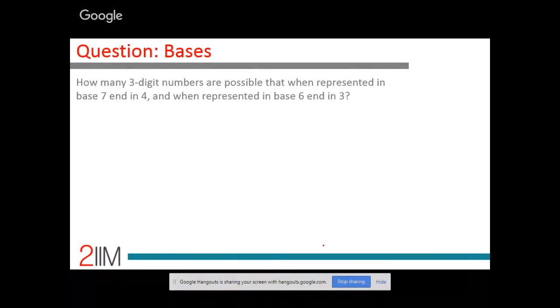How many 3-digit numbers are possible that, when represented in base 7, end in 4, and when represented in base 6, end in 3? In base 7, it ends in 4. In base 6, it ends in 3.